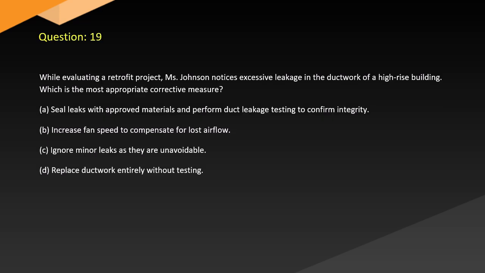Question 19. While evaluating a retrofit project, Johnson notices excessive leakage in the ductwork of a high-rise building. Which is the most appropriate corrective measure? A. Seal leaks with approved materials and perform duct leakage testing to confirm integrity. B. Increase fan speed to compensate for lost airflow. C. Ignore minor leaks as they are unavoidable. D. Replace ductwork entirely without testing.